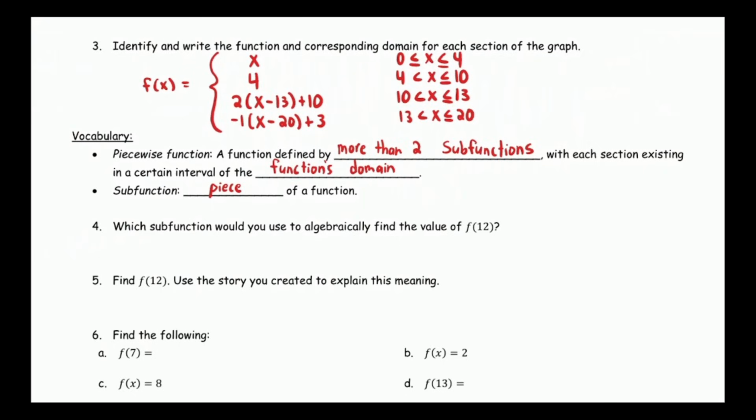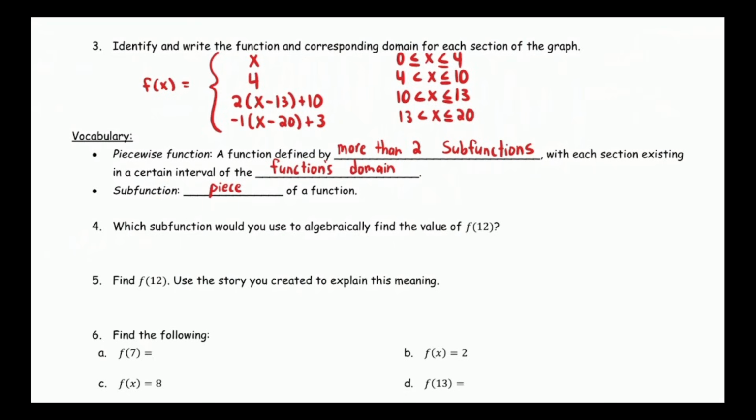Onto some vocabulary to tie things together. We have the piecewise function and the subfunction. So the piecewise function, which was what we were just talking about, that's just going to be a function defined by more than 2 subfunctions, with each section existing in a certain interval of the function's domain.